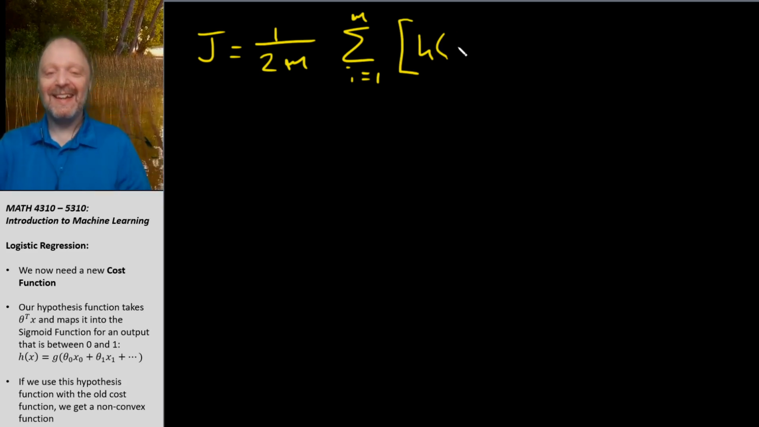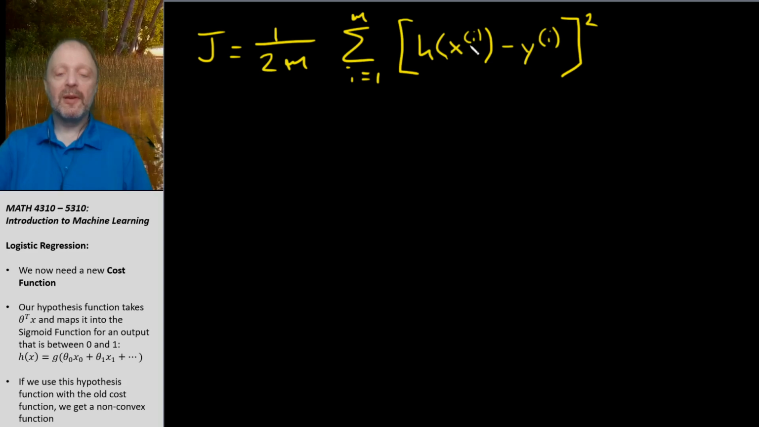Try that again. h of x_i minus y_i, and then that was squared. So this gave us our y hat, and that was the actual data value. This is just our MSE that we were working with, right? And it did a great job for being able to find the line of best fit.